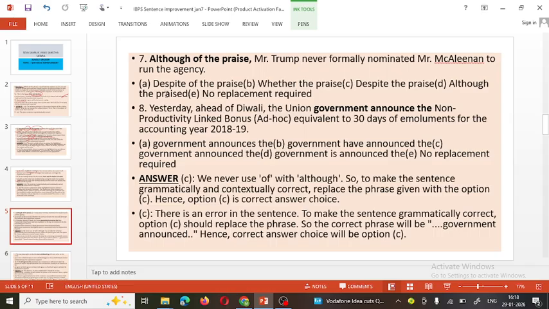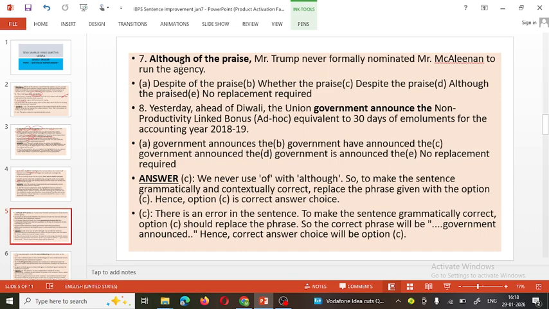Now let's see here on the screen. Although of praise, Mr. Trump never formally nominated Mr. McAllen to run the agency.